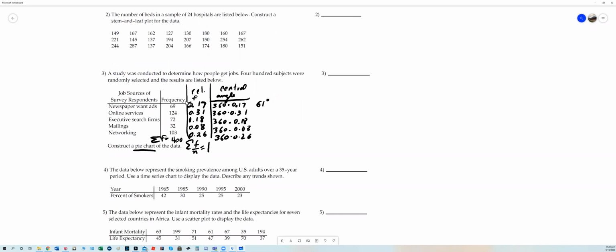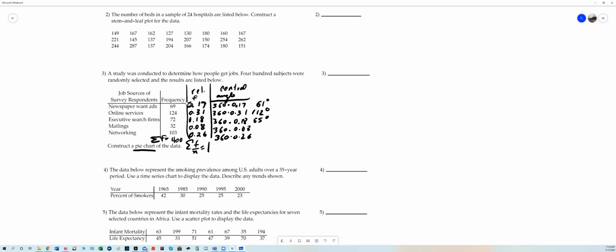360 times 0.31, that's 111.6. So I'm going to write 112 degrees. I'm going to take 360 times 0.18, that's 64.8. I'm going to go ahead and say 65 degrees.